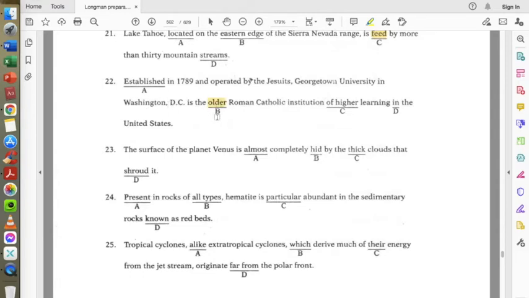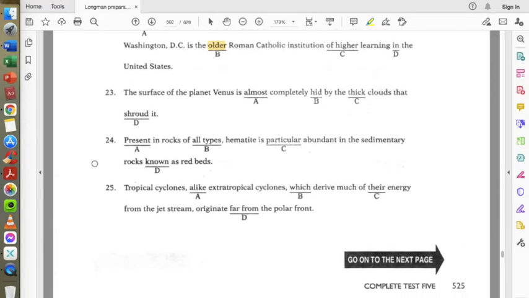Number 22, established in 1789 and operated by the Jesuits, Georgetown University in Washington, D.C., is the oldest. We need a superlative, oldest, to follow the. In the United States is the oldest. We don't have anything to compare it against, and so older doesn't make sense as a comparative adjective form.